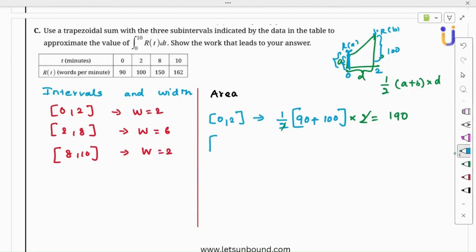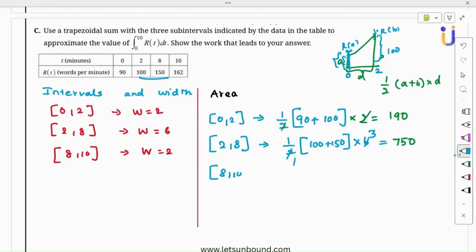We're going to repeat it for every interval. 2, 8. Half times R of 2 plus R of 8. So just add it up. 100 plus 150 times it's 6. So simplify, half times 6 is 3, and 250 times 3 is 750. Right? And in the next interval, 8 comma 10. Same. Half, R of 8 is 150 and 162. Times with this 2 will get cancelled. Just add it up. 312.